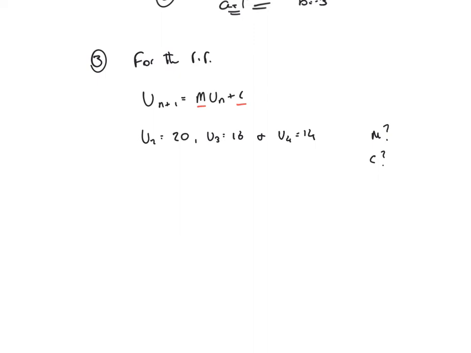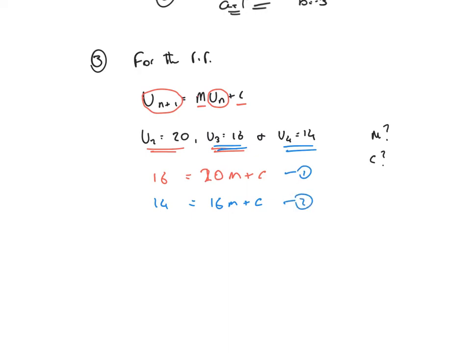Okay, so if I first of all take the previous term to be 20, then the subsequent term would be 16. So that would be 20m plus c equal to the subsequent term, which is 16. However, if I take the previous term to be 16, then the subsequent term would be 14. Equation 1, equation 2.